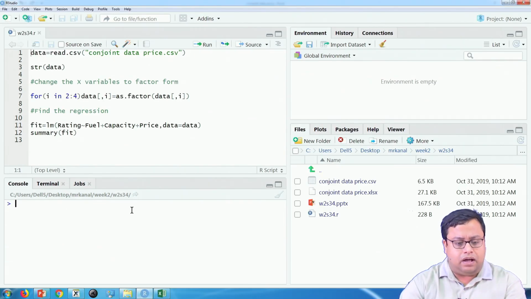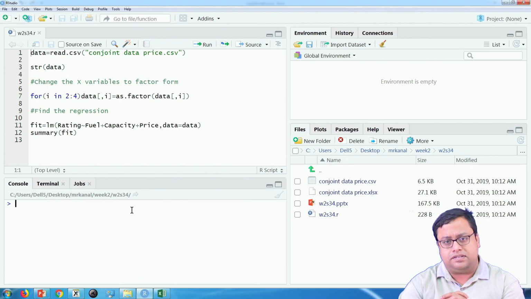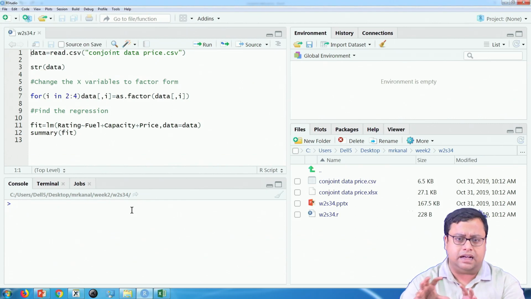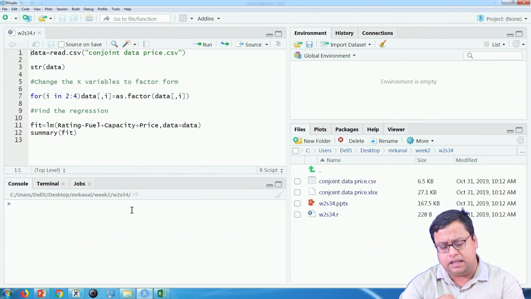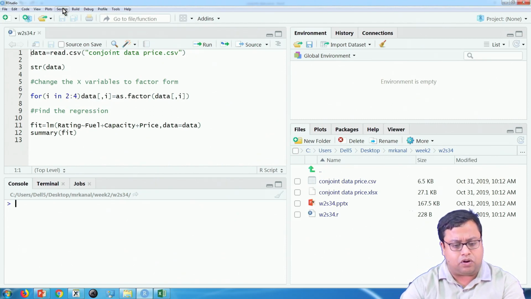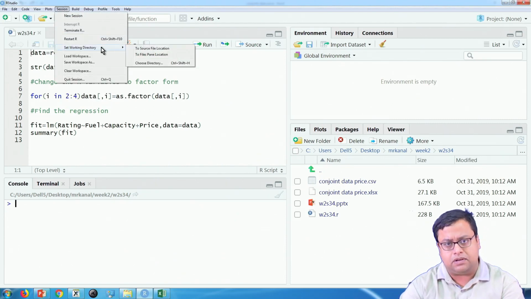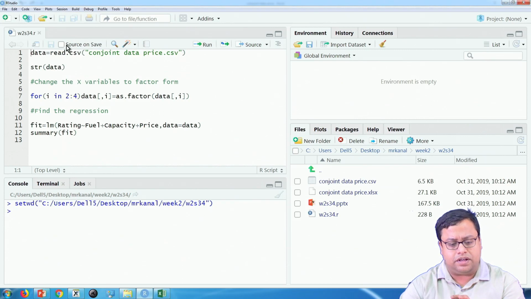I have given you a week 2 s34.r file. If you can open that file, and there is also a CSV file, which is nothing but the data for this particular session. Set your working directory, put all the files for this session in the same folder, set the working directory to source file location, and then read this data.